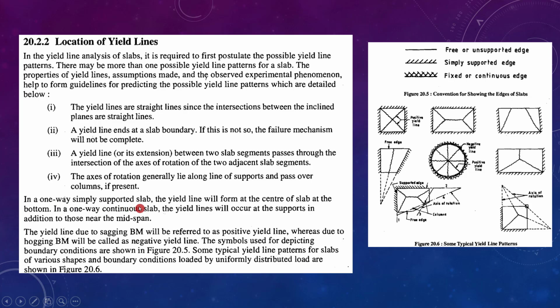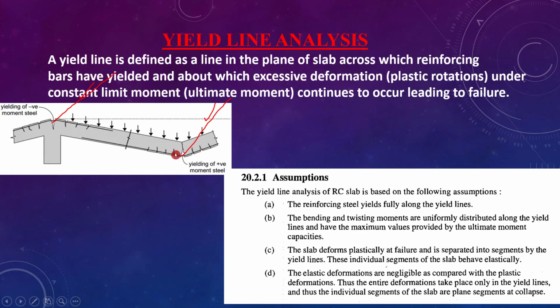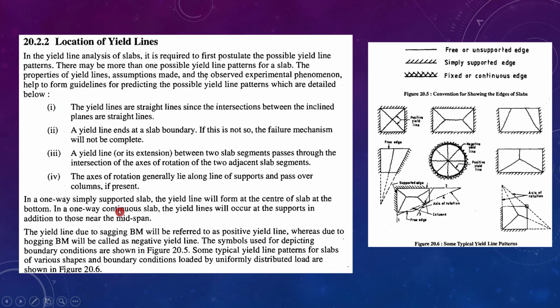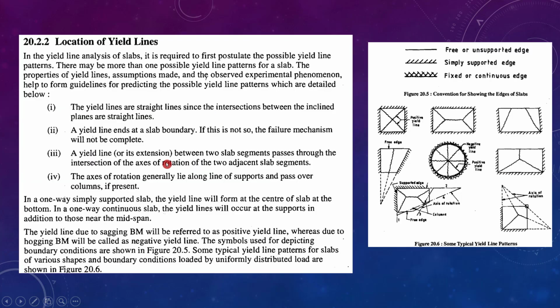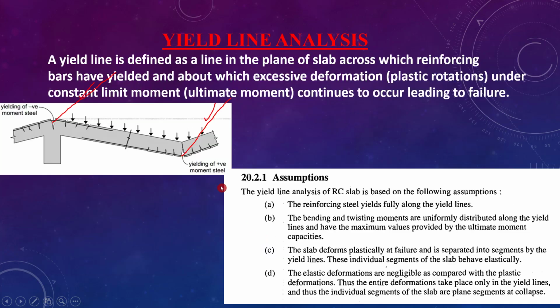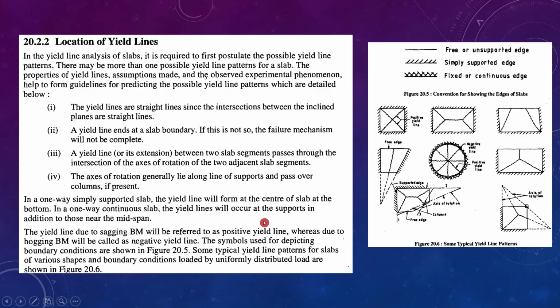In a one-way simply supported slab, the yield line will form at the center of the slab at the bottom, and in a one-way continuous slab, which we discussed in the previous case, the yield line will occur at supports in addition to the midspan. If it was a non-continuous beam, then the midspan moment will be the higher one, and the only yield line will be formed at the midspan. As for the continuous one, the hogging moment gives another yield line. The yield line due to sagging bending moment will be referred to as the positive yield line, whereas that due to hogging bending moment will be a negative yield line.